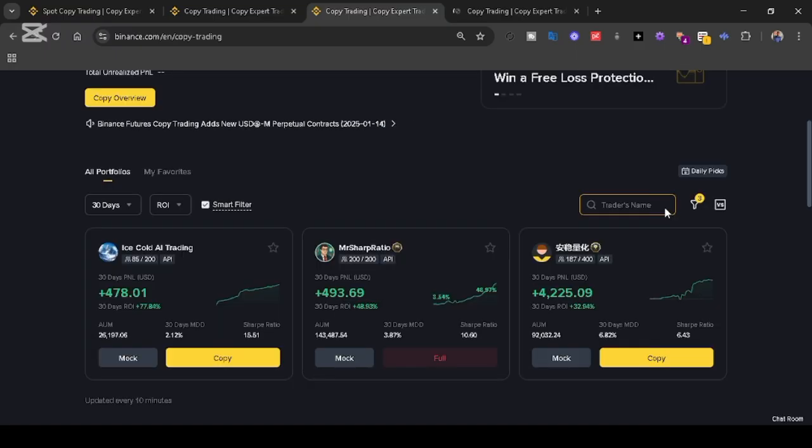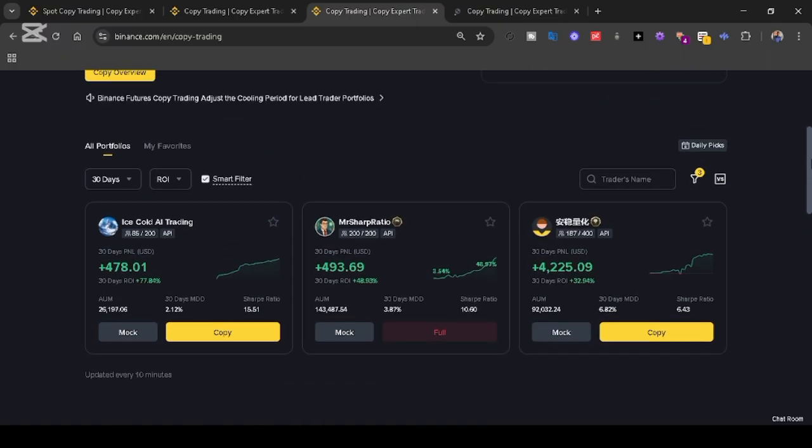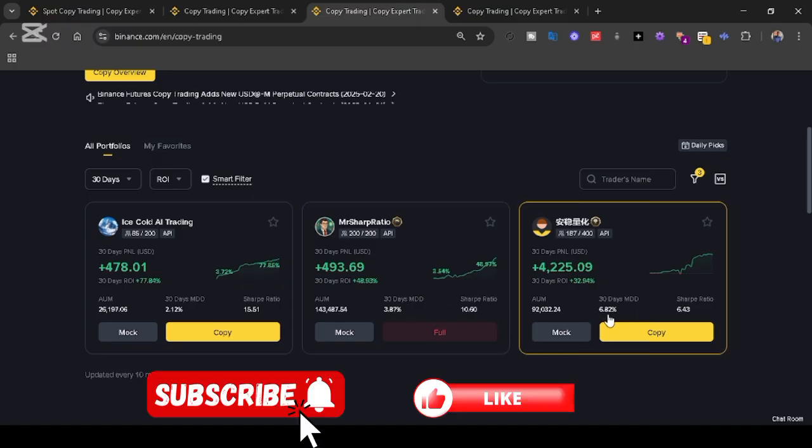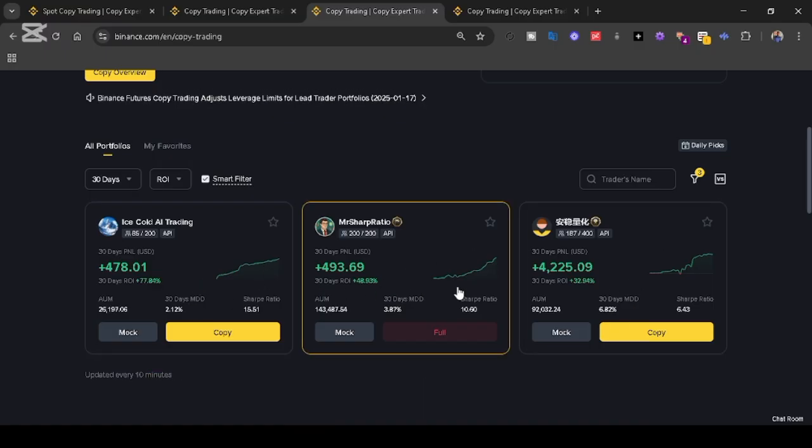So we're done filtering our traders and we're left with only these 3 leaders to copy from. Now we're going to be making our choice from these people. This person here has a 30 days maximum drawdown of 2.1%. That means this person only lost about 2% of money copying a trade. This one has a loss of 3.87%, while this one lost about 6.827%.